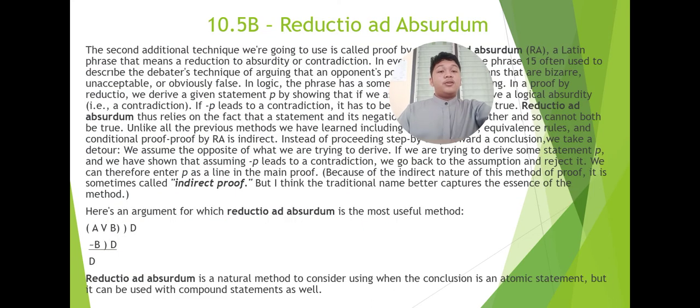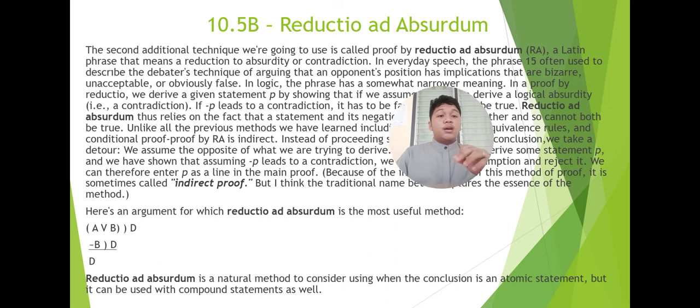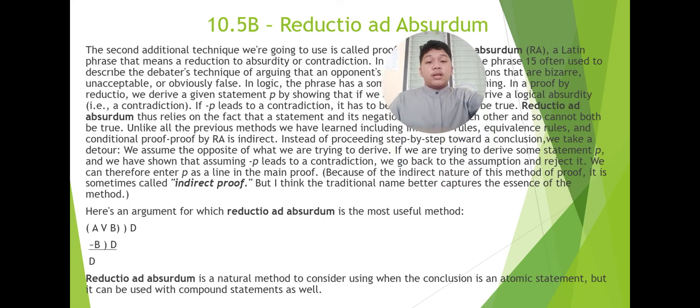So we have here 10.5b, reductio ad absurdum. Reductio ad absurdum is the second additional technique we're going to use, and it is also a part of the proof. Reductio ad absurdum is a Latin phrase that means a reduction to absurdity or a contradiction. Below, we can see the method of proof. It is sometimes called the indirect proof, but I think the traditional name better captures the essence of the method.